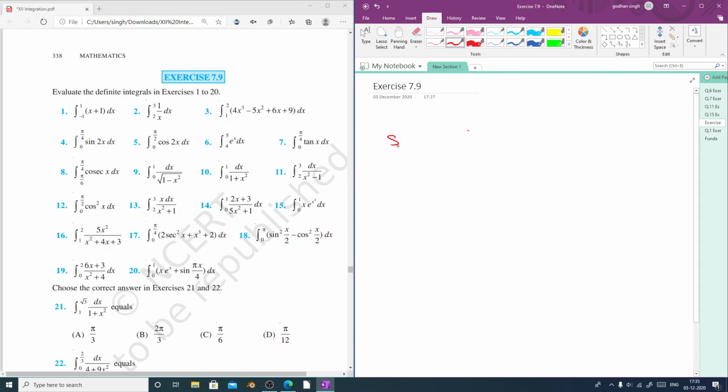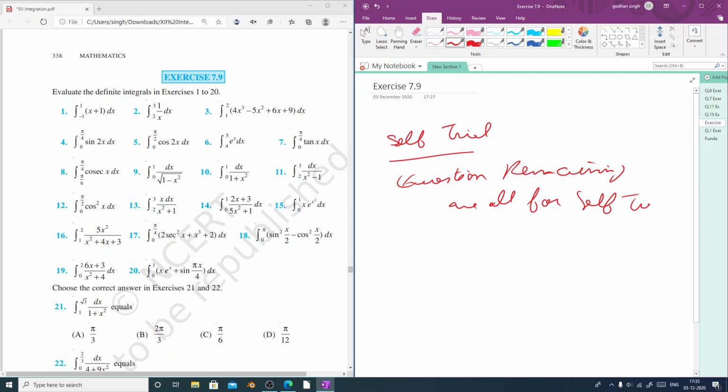Now questions for self trial. Questions remaining are all for self trial. So whatever questions we have not completed, you will try them, because they are very simple ones. Already you know how to integrate, just have to put the limits and get the answer. So questions remaining, that means which you have not solved, they will be all for self trial. So with this, exercise 7.9 is complete.